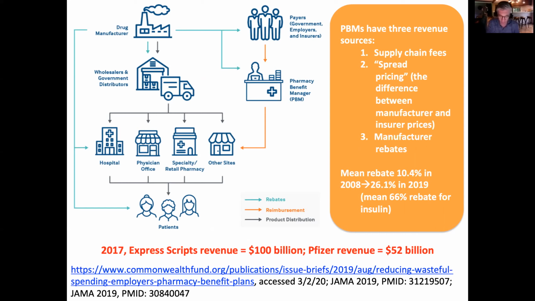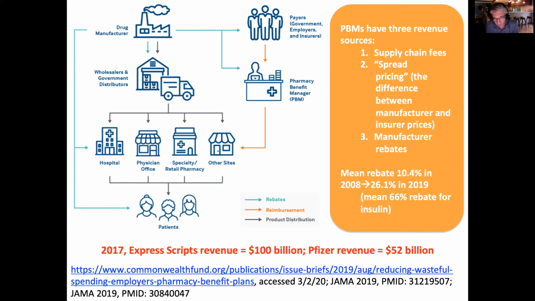And insulin, which is kind of the standout worst case scenario of all these, the mean rebate was 66%, meaning that for any $100 one of your patients spent on, or one of your employees spent on insulin, only 44 of that was going toward the drug. The rest was going back to the PBM.